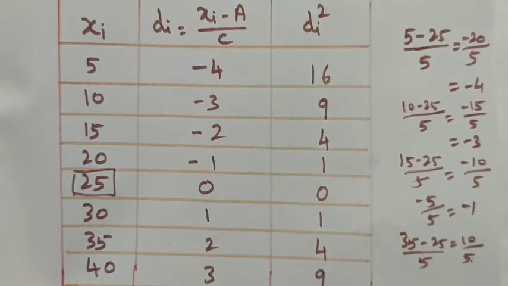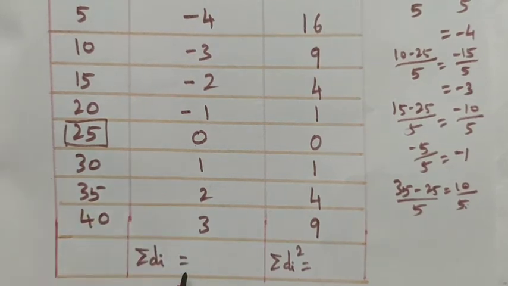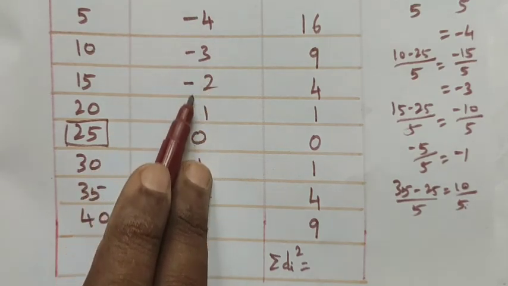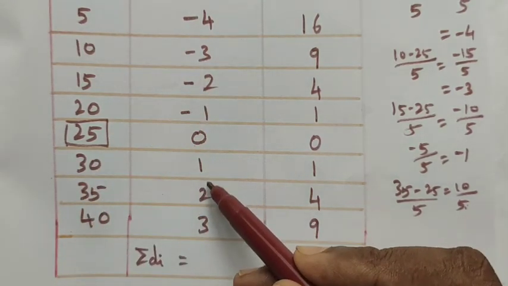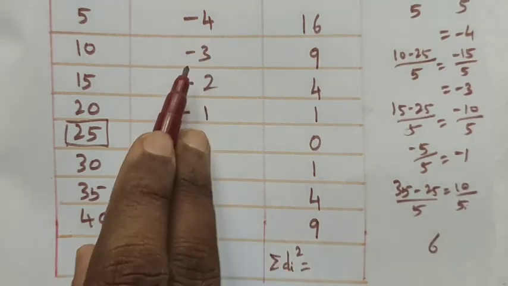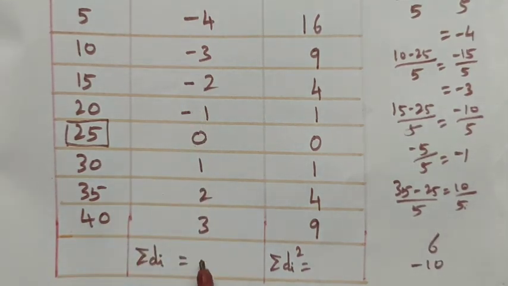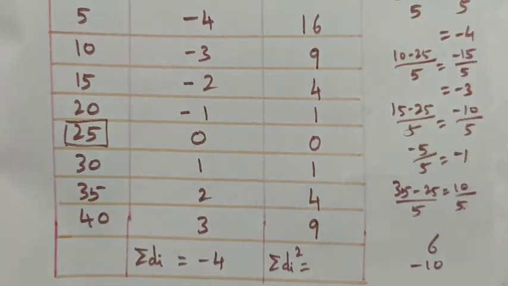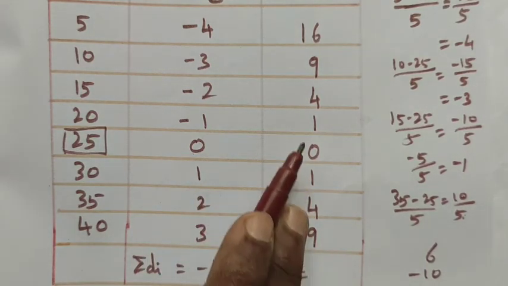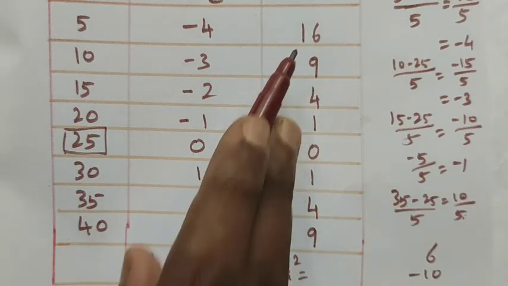Summation di square: we want to add all the terms. See, for adding, here we have minus 4, minus 3, minus 2, minus 1. Here we have negative values, here we have positive values. The sum of these positive values is 6, then 7, 9, 10. So minus 10. So we get summation di equal to minus 4. And the sum of the squares is 9 plus 1, 10 plus 4, 14. Here also we have 14, plus 14 is 28. 28 plus 16 is 44.